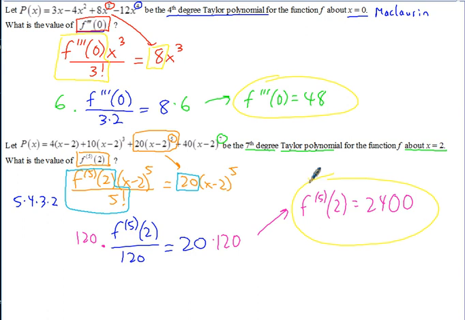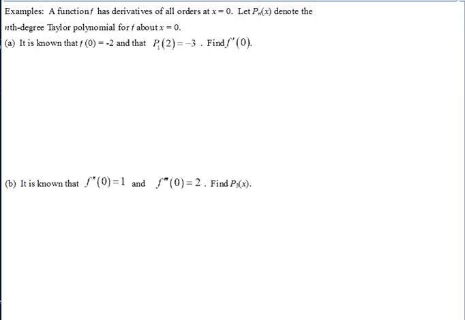And let's look at one more, a little bit different, where they tell you a function has derivatives of all orders at x equals 0, and let p sub n, so it really could use other letters for polynomial or t, but this n, notice, denotes the nth degree Taylor polynomial about x equals 0. So for part A, it says it's known that f of 0 is negative 2, and p sub 1 of 2 is negative 3.